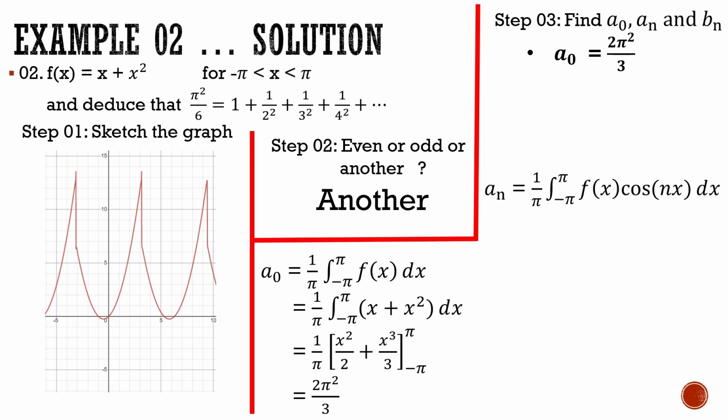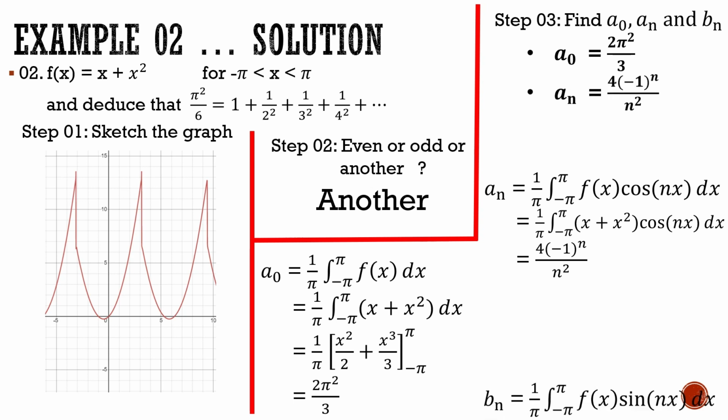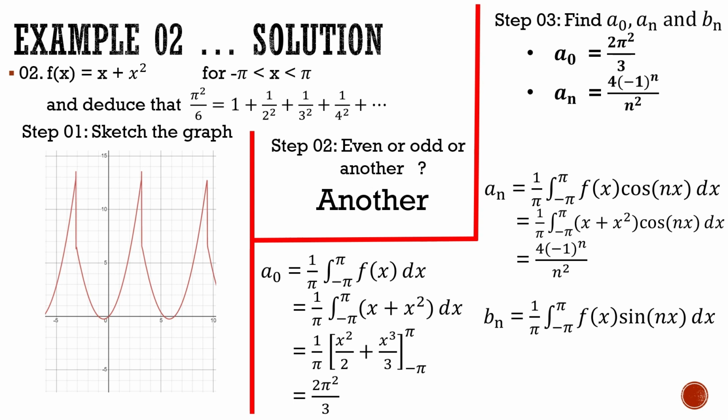an equals 1 over 5, integral from minus 5 to plus 5 of f(x) cos nx dx. After substituting the function, we get the final answer: an equals 4 times (minus 1) to the power n over n squared. And also bn equals 1 over 5, integral from minus 5 to plus 5 of f(x) sin nx dx, and we get the final answer as bn equals 2 times (minus 1) to the power n plus 1 over n.